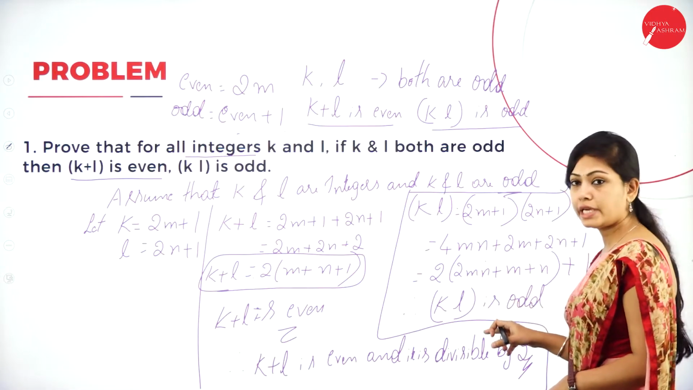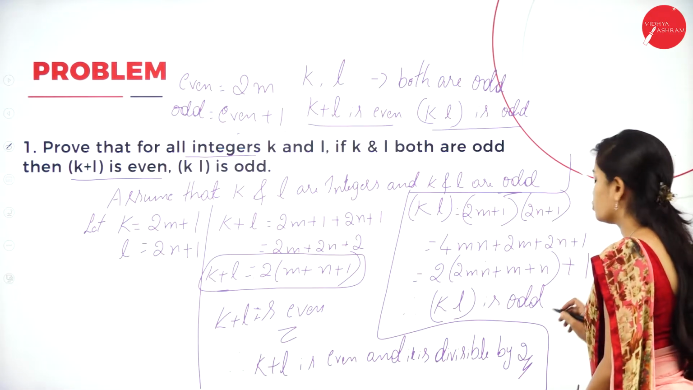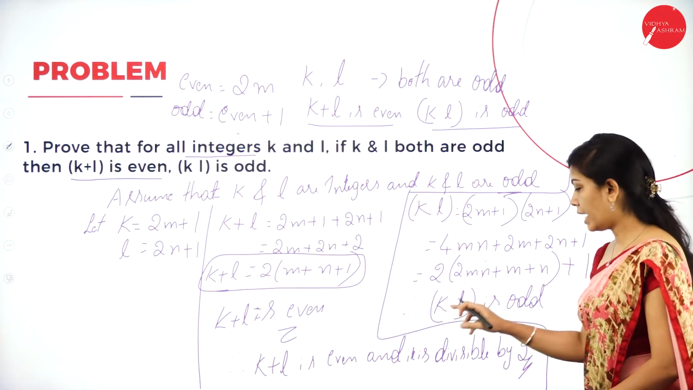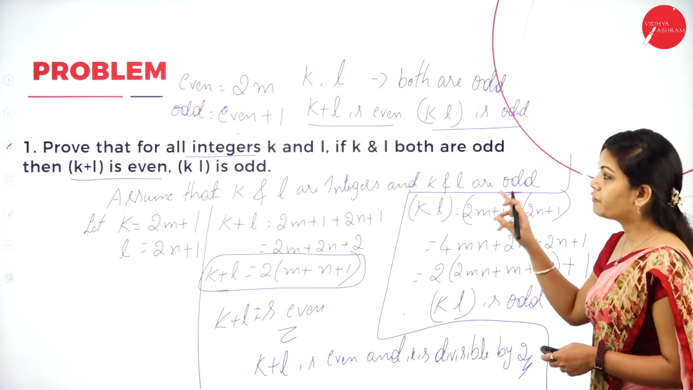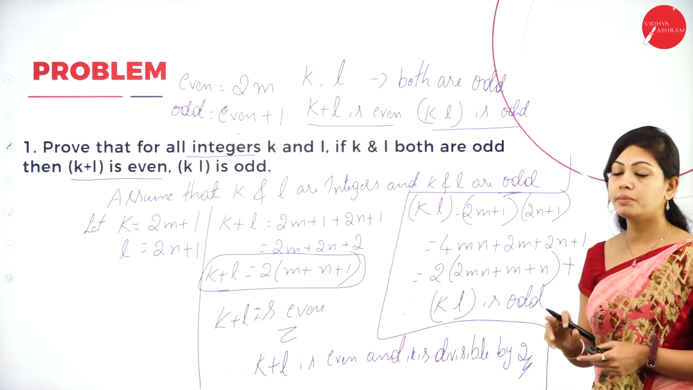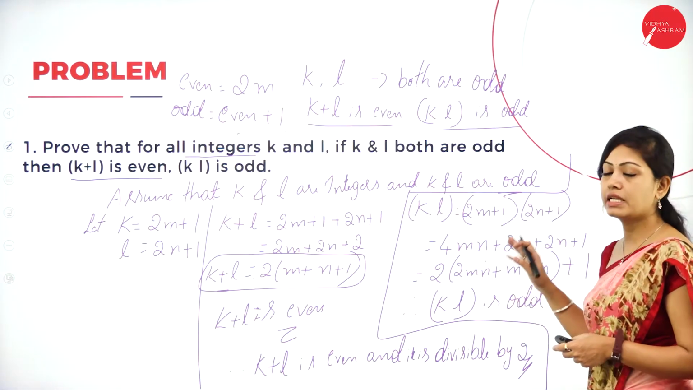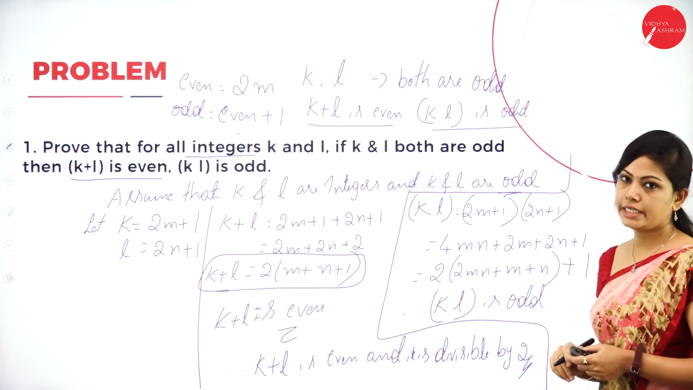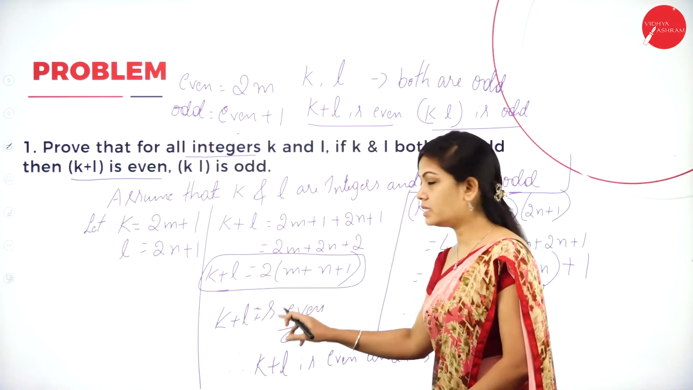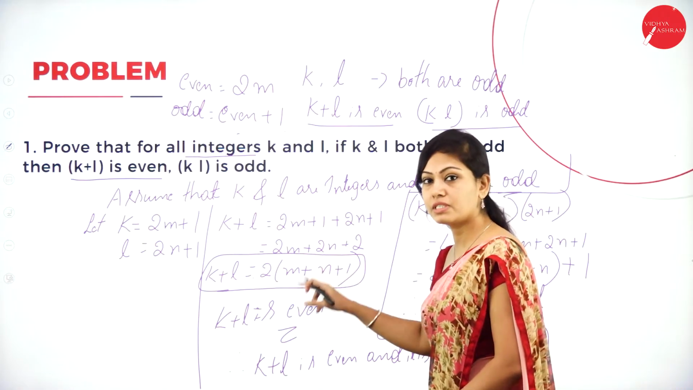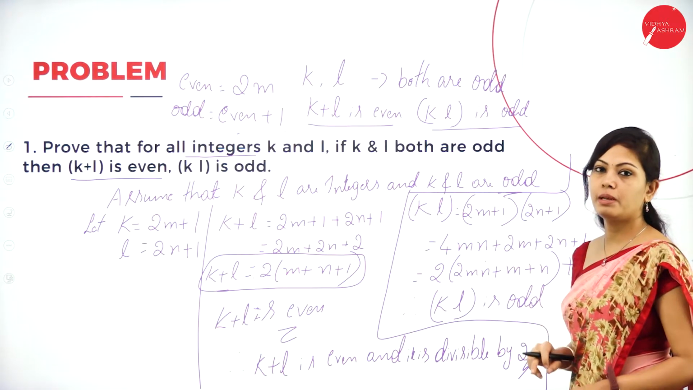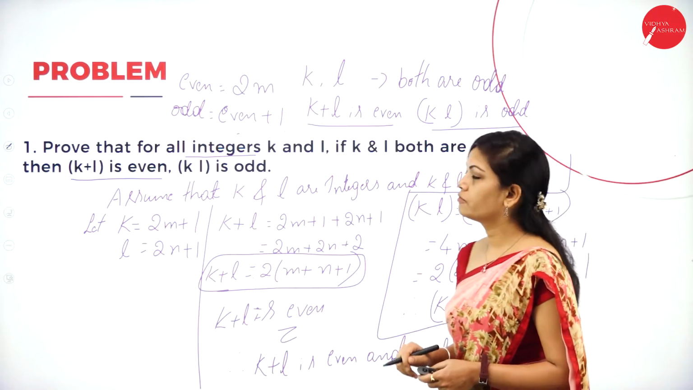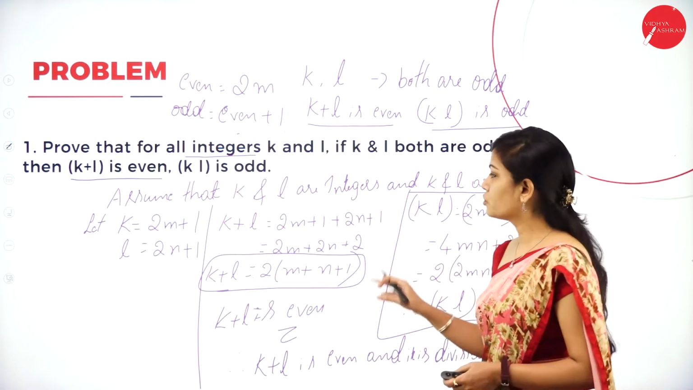And k into L is not divisible by 2. Clear? So k into L is odd and it is not divisible by 2. If it is odd, it should not be divisible by 2, then only we can consider it as an odd integer. And k plus L is 2 into m, that is divisible by 2. And k into L is odd, it is not divisible by 2. So this is your final solution.